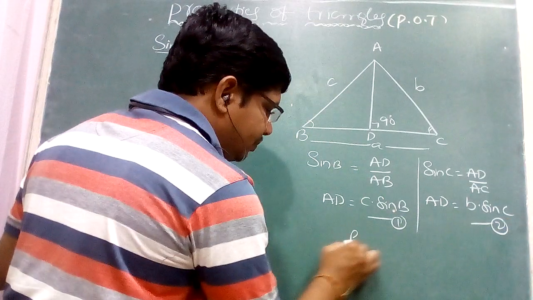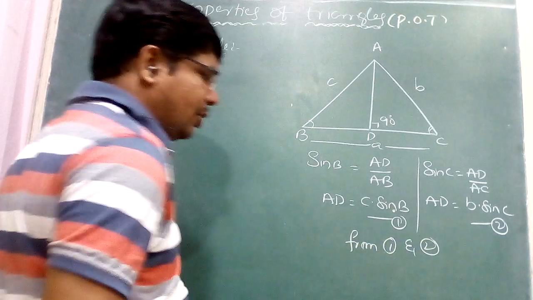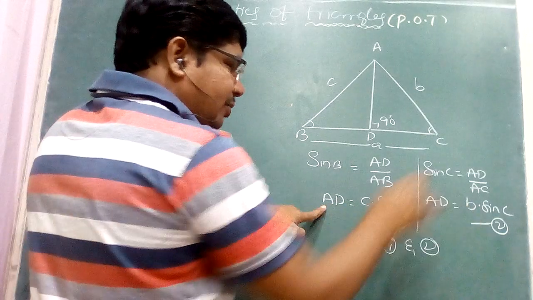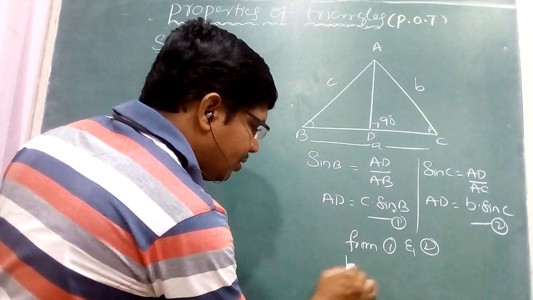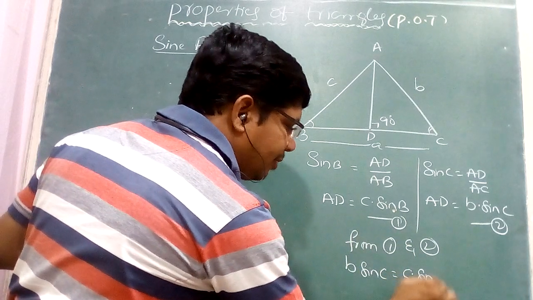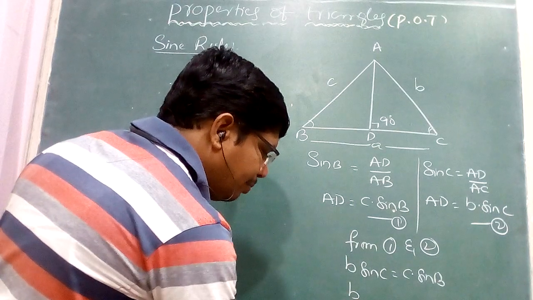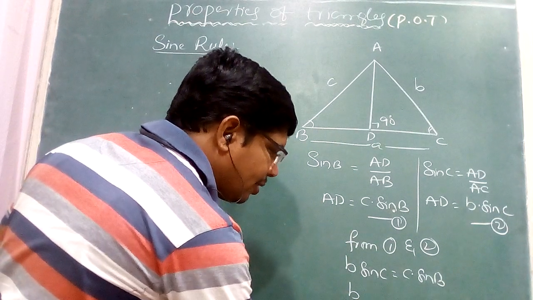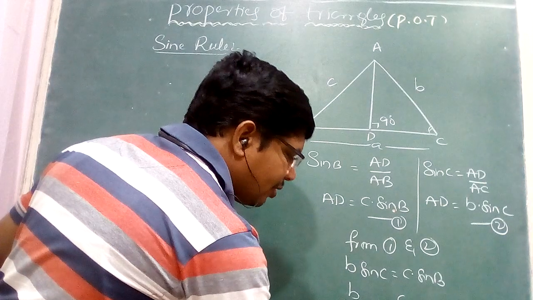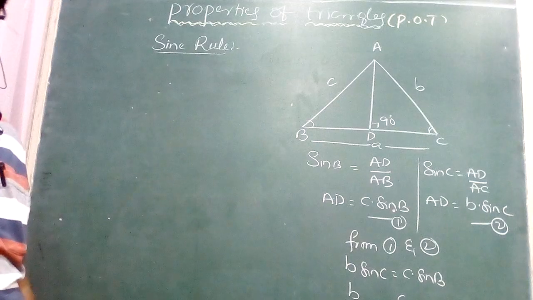From 1 and 2, in place of AD, I am writing this one. b sine C is equal to c sine B. Now, sine B goes to this side and sine C goes to the other side. The two ratios are equal: b by sine B is equal to c by sine C.